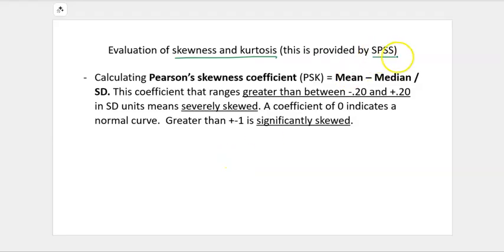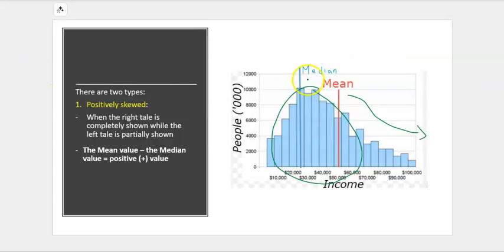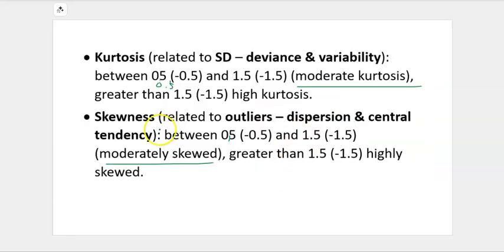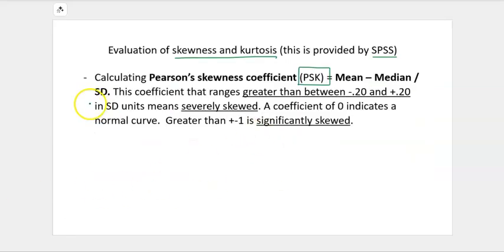You can do that by SPSS, but you can also calculate it. The very first thing you can calculate is Pearson's skewness coefficient, the PSK. How do you obtain that? Mean minus median. Like here, the mean score is here, the median is here. Mean minus median, and then divide by the standard deviation. So be careful about that because the calculation is a bit different. The mean minus median, and then divide by the standard deviation.